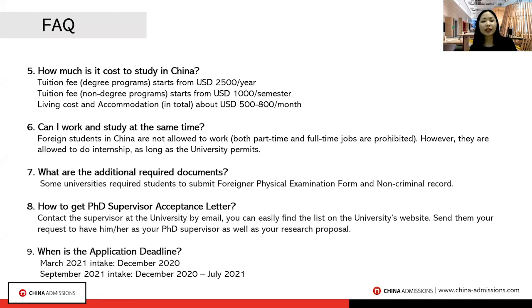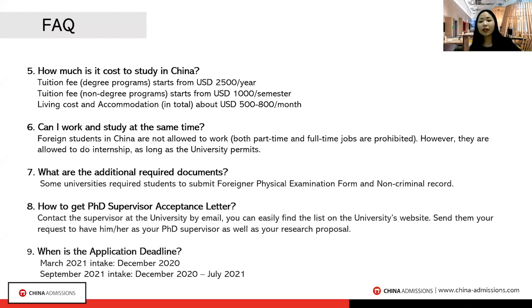And then question number 7, what are the additional required documents? Some universities will require you to submit the foreigner physical examination form and also the non-criminal record. It depends, and we will inform you beforehand whether or not you need to submit both of these documents. And question number 8, how to get a PhD supervisor acceptance letter? I've already explained this before. You need to contact the supervisor at the university you're applying to, for example Wuhan University, by email.